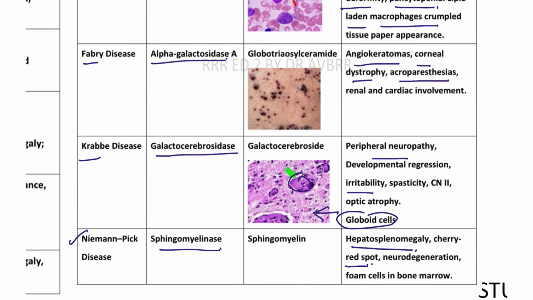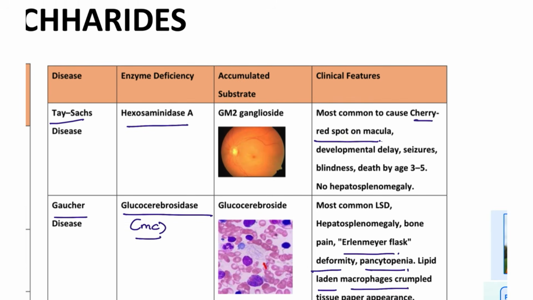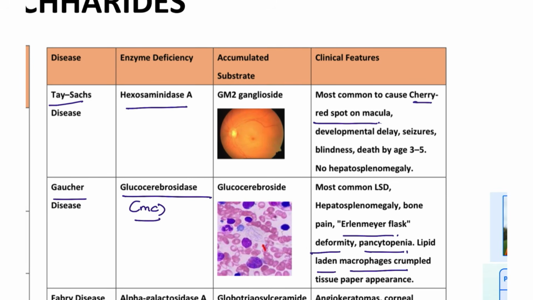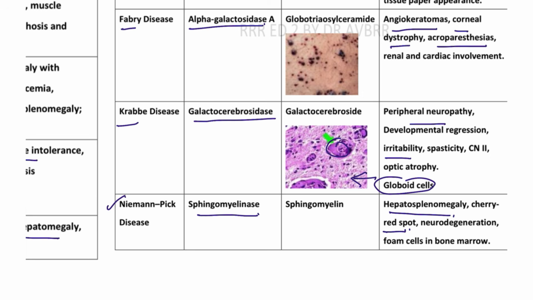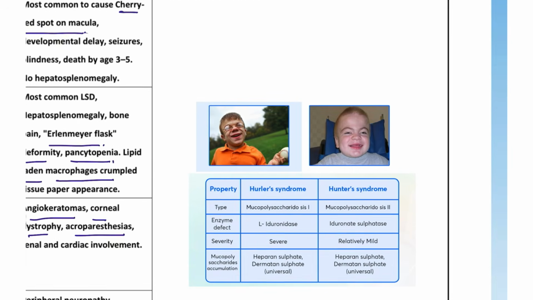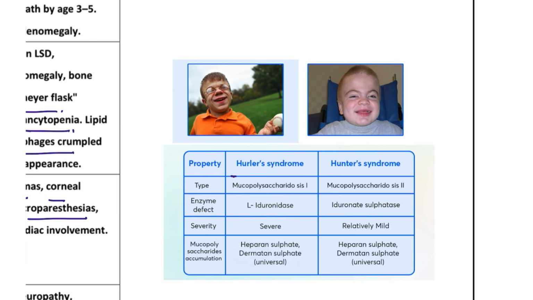How can you differentiate between Niemann-Pick and Tay-Sachs? Tay-Sachs patients will not have hepatomegaly, whereas Niemann-Pick patients will have hepatomegaly. Next, another two conditions, Hunter and Hurler. Remember that Hunter is looking for his X, so this is the only condition which is an X-linked recessive condition.